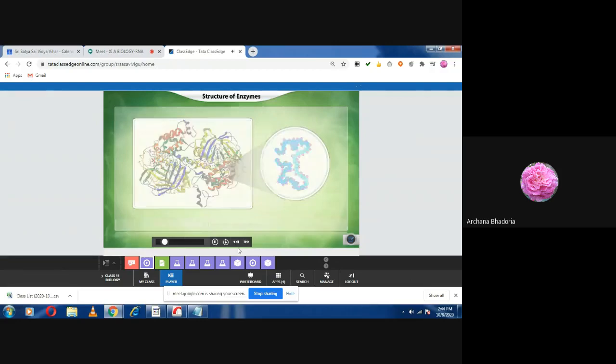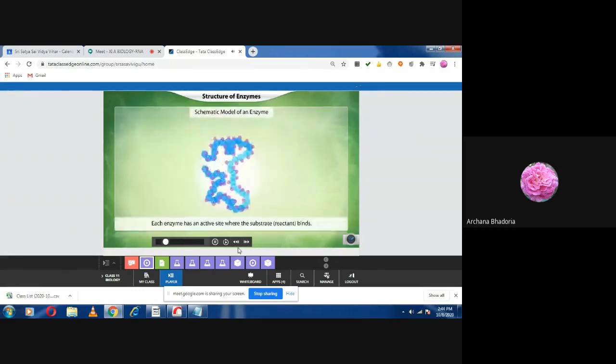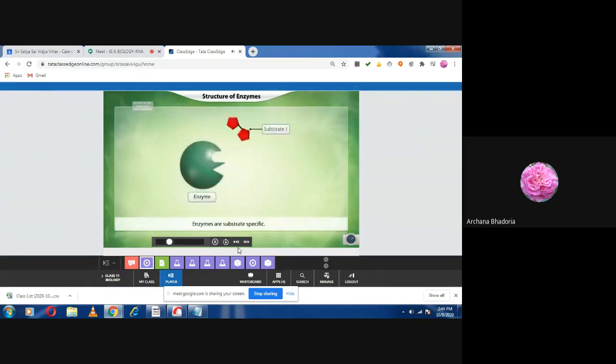Each enzyme has a specific site for binding specific compounds during chemical reactions. This site is called the enzyme's active site, and the compound that binds to it is called the substrate. The structure of the active site is determined by the amino acid sequence in the enzyme. The active site is substrate specific.